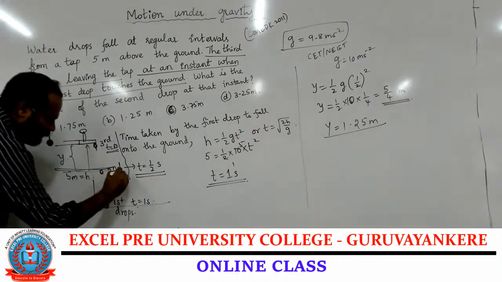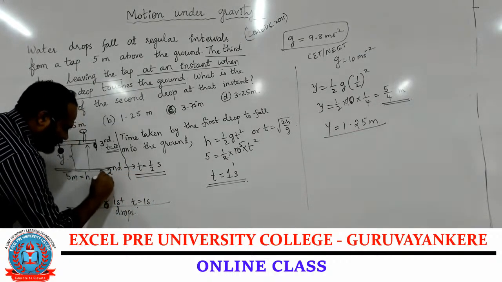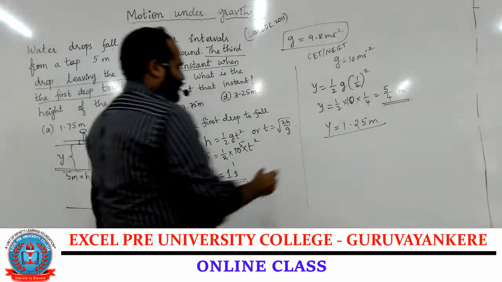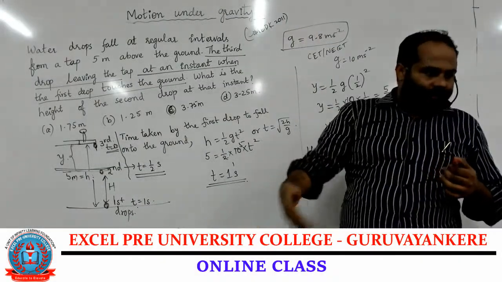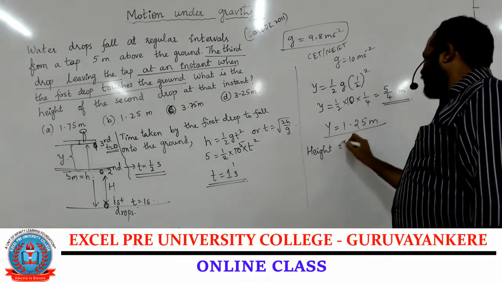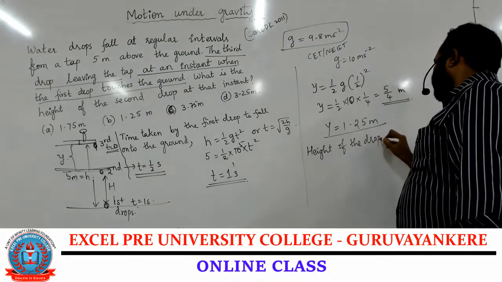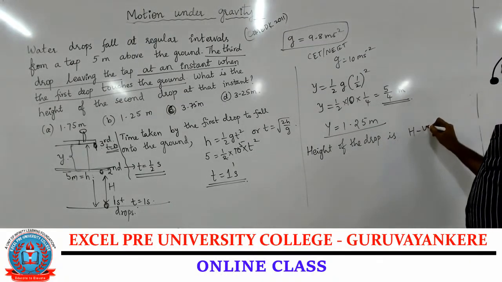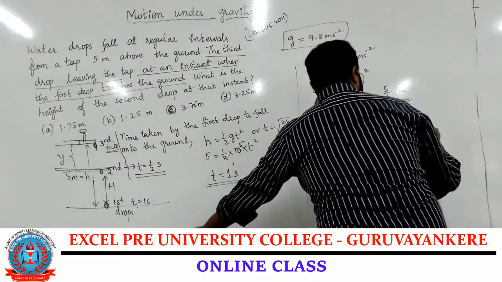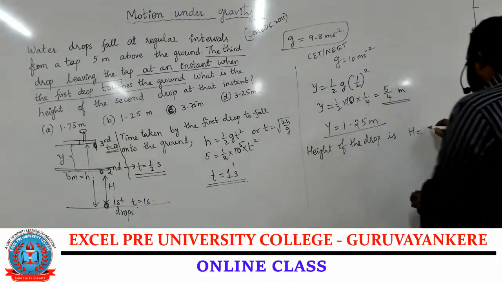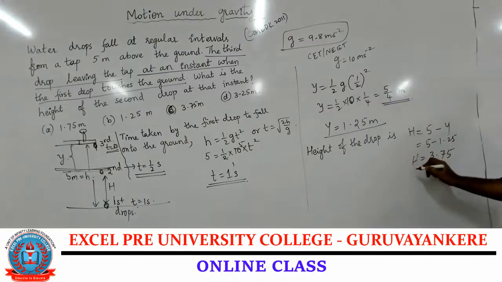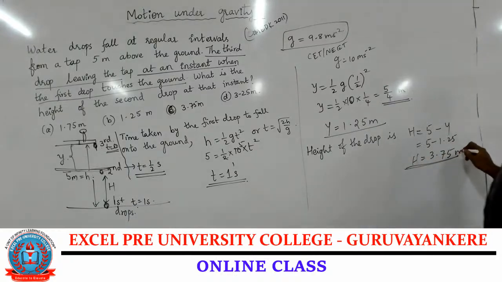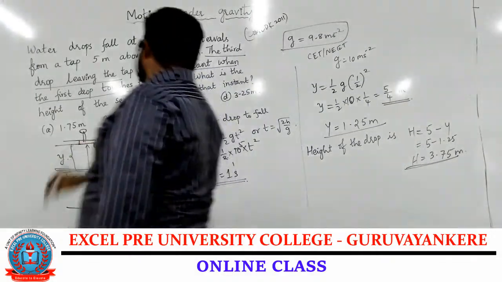But the height of the second drop should be h dash or capital H. You measure the height from the ground, not from the top. So the height of the drop is h minus y, that is equal to 5 meter minus 1.25, which is 3.75 meter. So option C is the correct option.